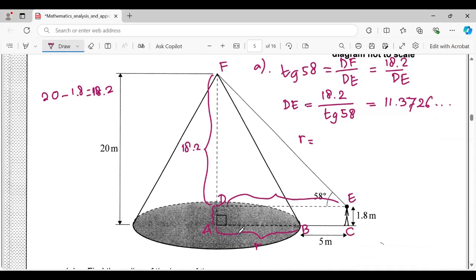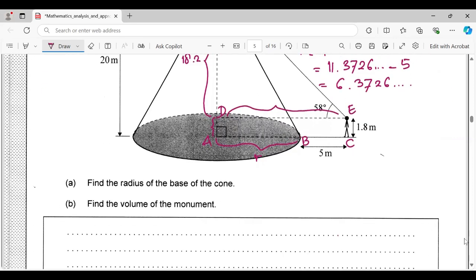R equals AB. It is AC minus BC. AC is 11.3726 because AC equals DE. So R equals AC, 11.3726, minus BC, which is 5. So R equals 6.3726, so on. That is R.